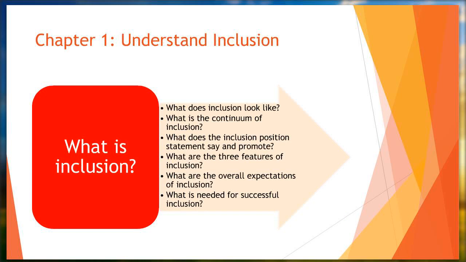I talked today about much of what's covered in Chapter 1. The guiding questions in the arrow to the right of the red box might sound familiar. So what does inclusion look like? What is the continuum? What does the inclusion position statement say and promote? We talked about the 3 features of inclusion, the overall expectations, and what's really needed for inclusion to work.